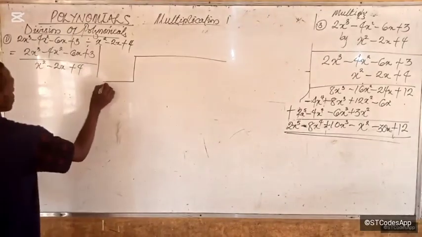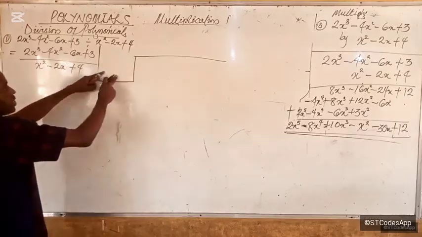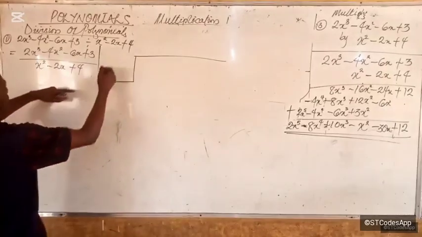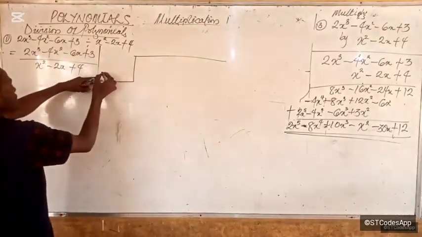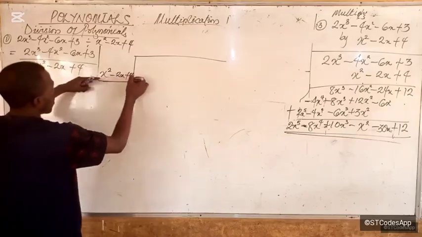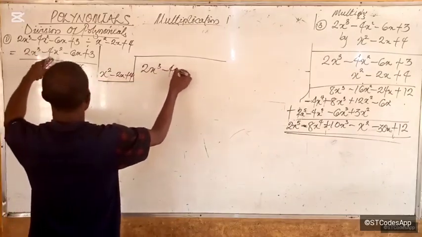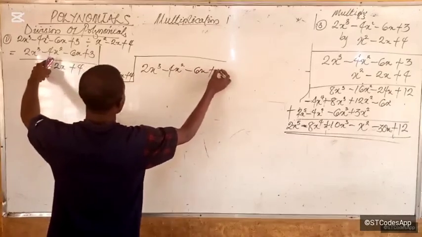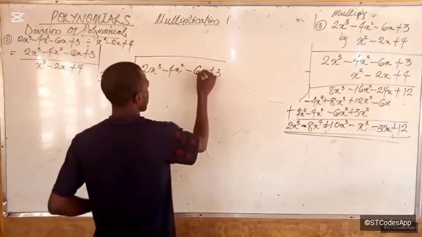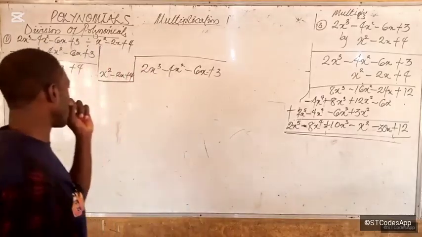Okay, so now come here. Now here you put the divisor. Here you put the item you are dividing, and your quotient will be here. So your divisor is x squared minus 2x plus 4. Then you are dividing 2x cubed minus 4x squared minus 6x plus 3. Now listen to the explanation. Now division of polynomial is very simple, but you can make mistakes. So you have to listen to me carefully and see the way I will do it.